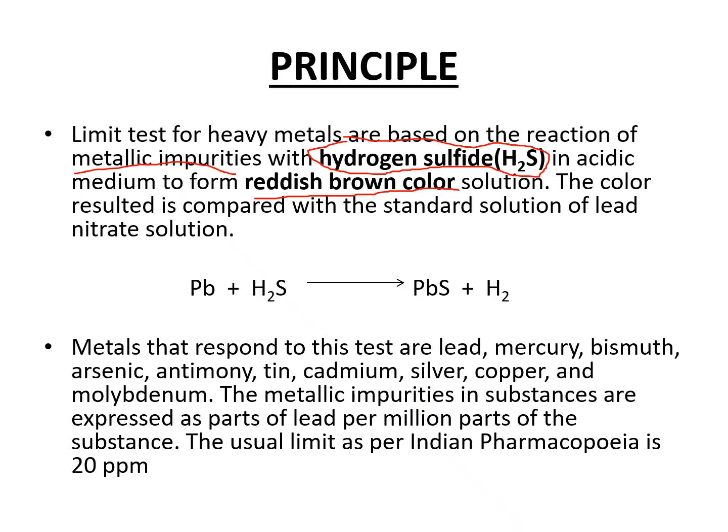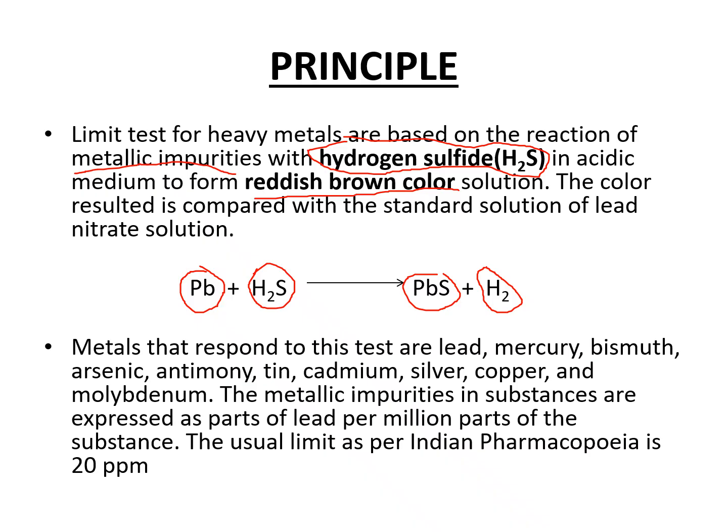Here is a reaction, where Pb is lead. Lead reacts with hydrogen sulfide to form PbS plus H2. This PbS has a reddish brown color. So we are comparing the color of lead sulfide, that is the metallic sulfide that is formed, in the test solution to that of the standard solution.